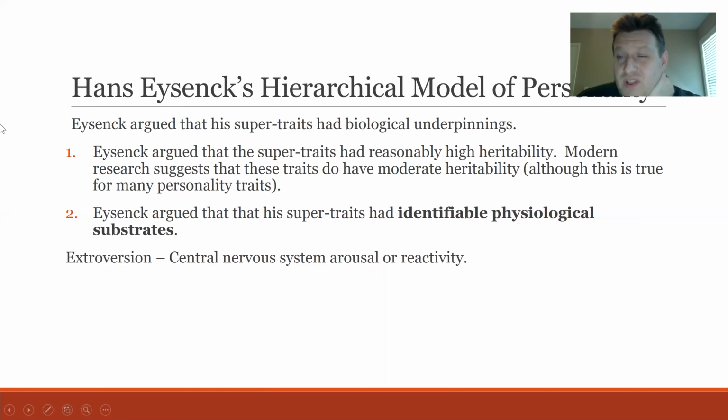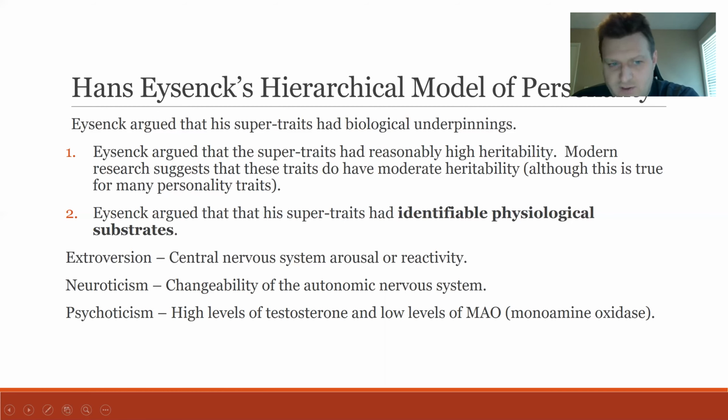There is some validity to this difference in extroverts and introverts, okay? When we look at the biological approach to personality, we'll see that the amount of arousal, central nervous arousal, is related to extroversion. So Hans Eysenck is onto something here. But the other two, not so much.